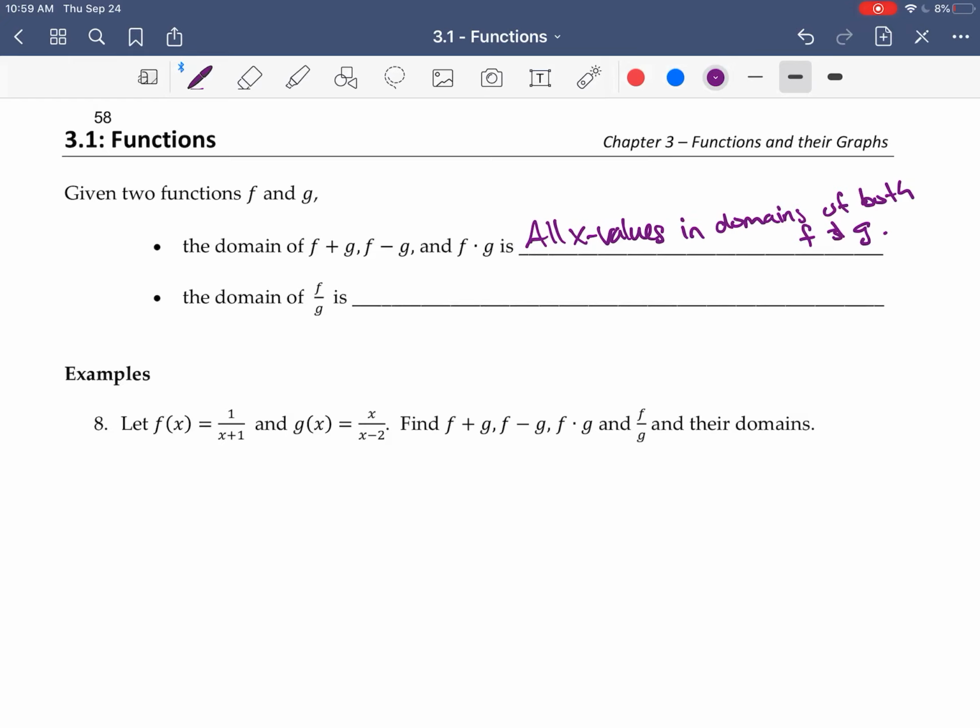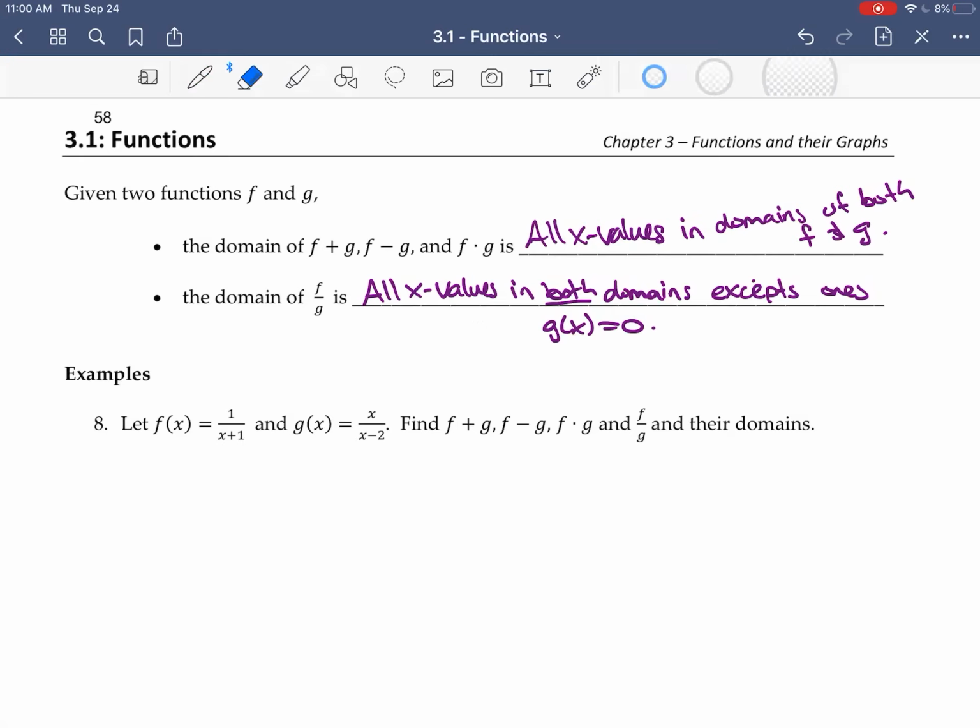For the quotient, you have this one extra condition. Okay, so it's all x's in both domains, except ones where g of x is equal to 0. Okay, so because we're dividing, we need to be careful that we don't divide by 0. Okay, so we want to get rid of, so these would be fine normally for g of x, but because g is on the denominator, now we need to throw away those values as well.